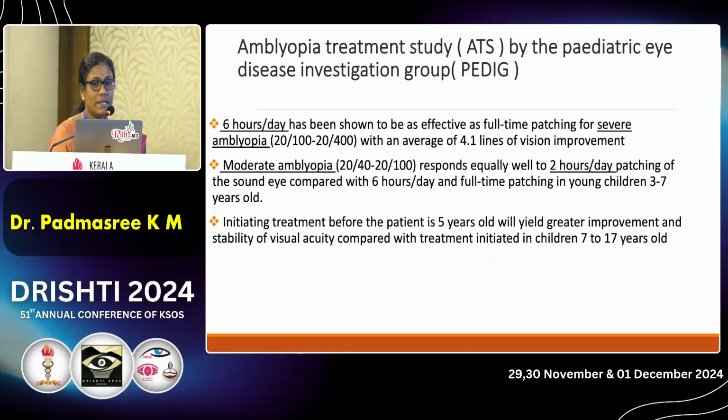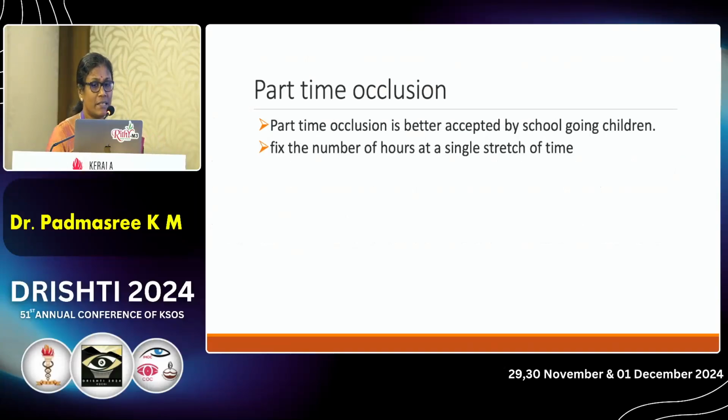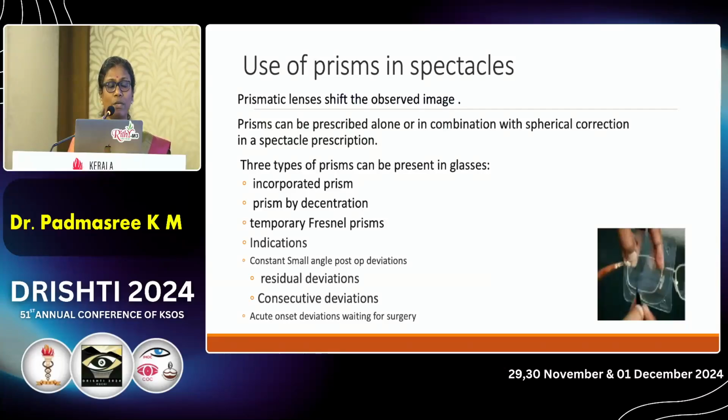The amblyopia treatment studies by the Pediatric Eye Disease Investigator Group have tried part-time occlusions. Many trials have been there, and they have found out that in severe and moderate amblyopias, you can even do effective patching with 6 hours or 2 hours. The most important thing is that you have to initiate the treatment as early as possible. So part-time occlusion is better accepted in school-going children, but those hours of patching should be given in a single stretch of time. Spectacles can also be used for prism therapy, but it is not a favored treatment, but it can relieve diplopia in conditions like residual deviations and consecutive deviations.